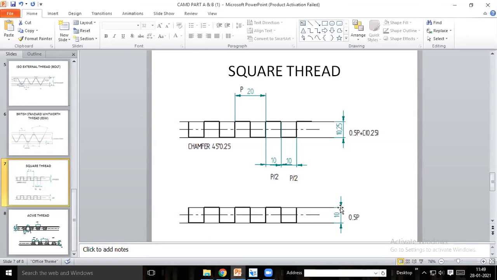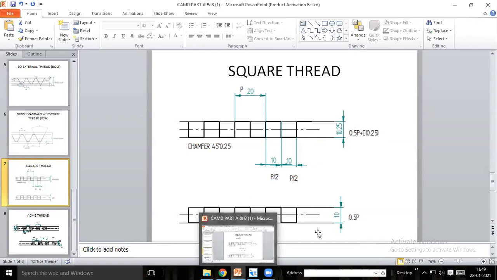So this is internal thread, the top one, and this is external thread. In internal thread, H is equal to 0.5 times P plus 0.25. 0.25 is clearance. Why you have to provide clearance, I will tell you later. And also you have chamfer here. Chamfer is 45 degree and setback distance is 0.25. So 45 into 0.25 is the chamfer here.